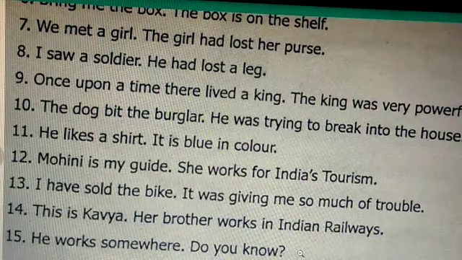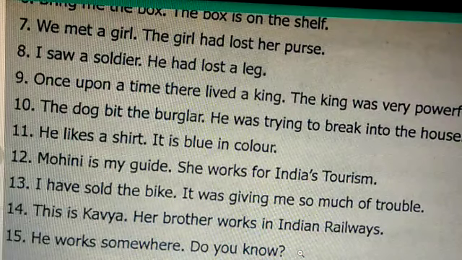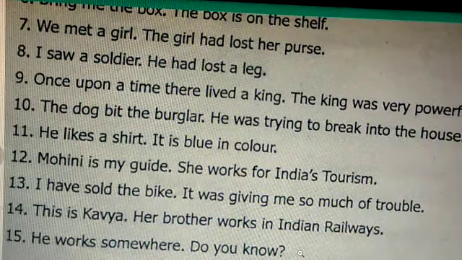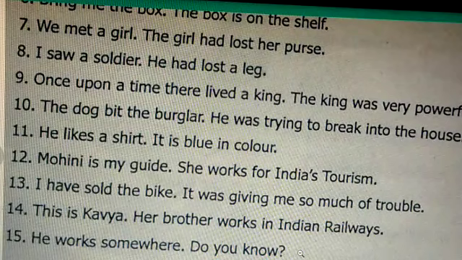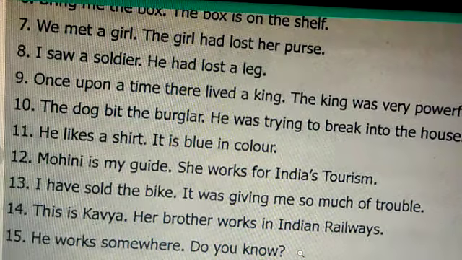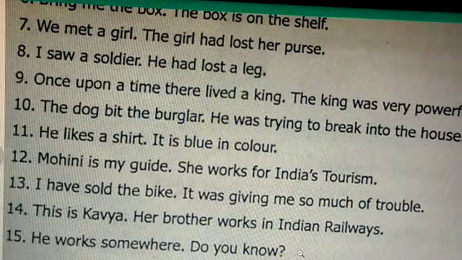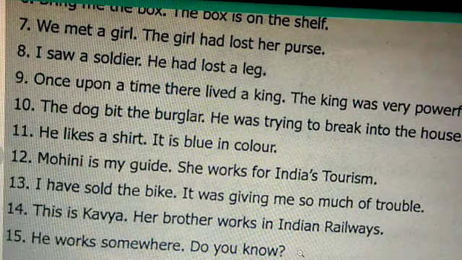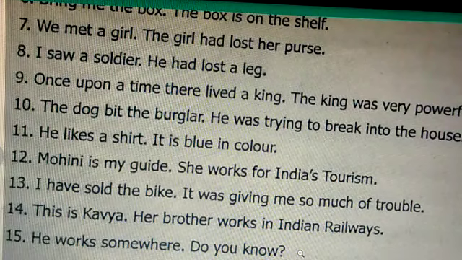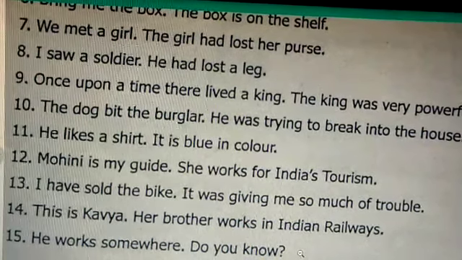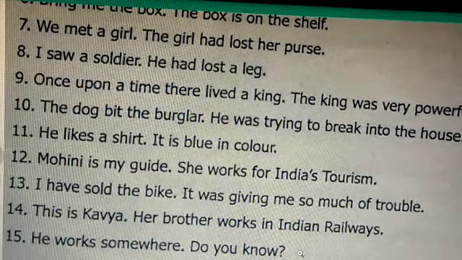13th one. I have sold the bike. It was giving me so much of trouble. I have sold the bike which was giving me so much of trouble. 14th one you see. This is Kavya. Her brother works in Indian Railways. This is Kavya, whose brother works in Indian Railways. See 15th one. He works somewhere. Do you know where he works? So you should maintain the question. Do you know where he works?